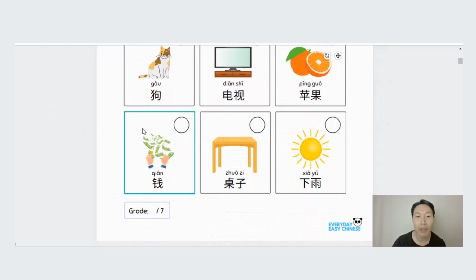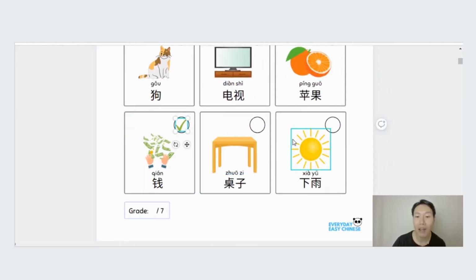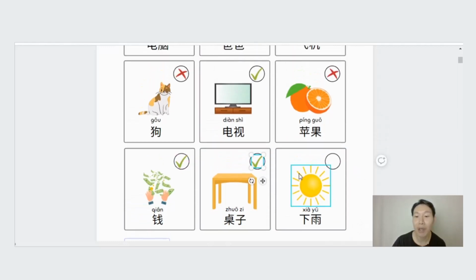Next, if we look over here, we have 钱. 钱 means money. So this is correct. We have money over here. 桌子. 桌子. Indeed, it means table. That's right. Next one we have 下雨. 下 means down, and 雨 actually means rain, so it means to rain. And unfortunately over here we have the sun, so this is incorrect.